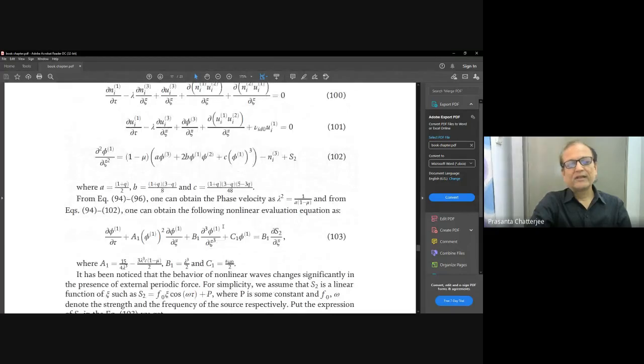equation same as that of the damped forced KdV equation with a little change. Instead of phi 1 in the nonlinear term, here it's phi 1 square del phi 1 del xi. That is, the nonlinearity becomes cubic nonlinearity instead of quadratic nonlinearity. So this equation is called, instead of KdV, modified KdV. So, the damped forced modified KdV equation.